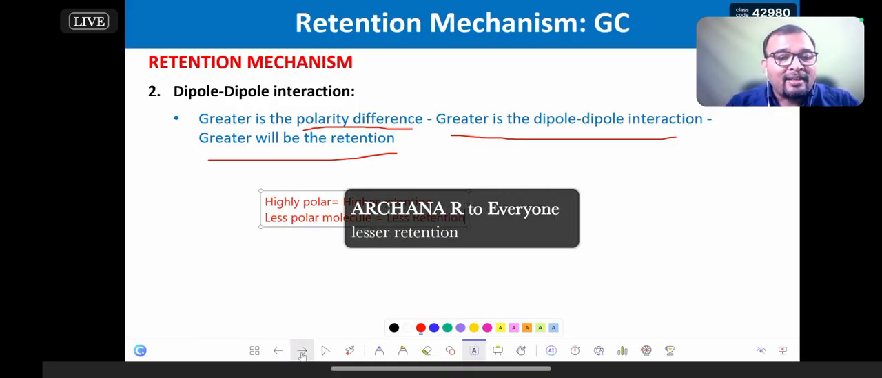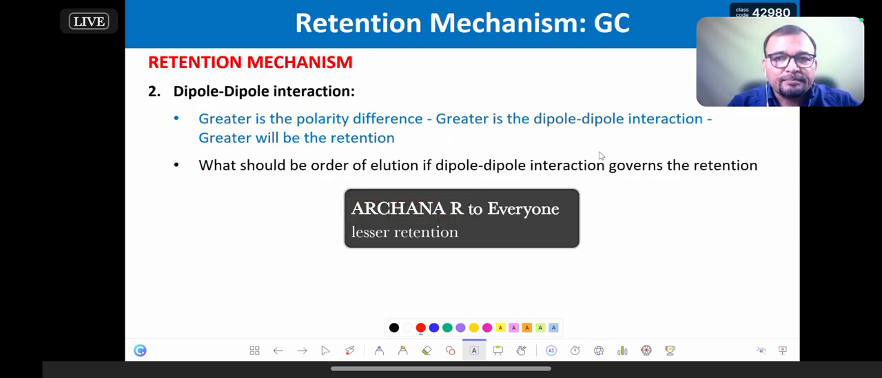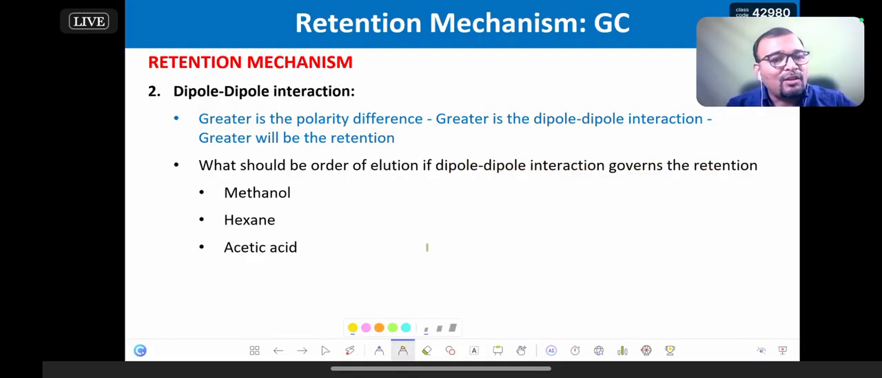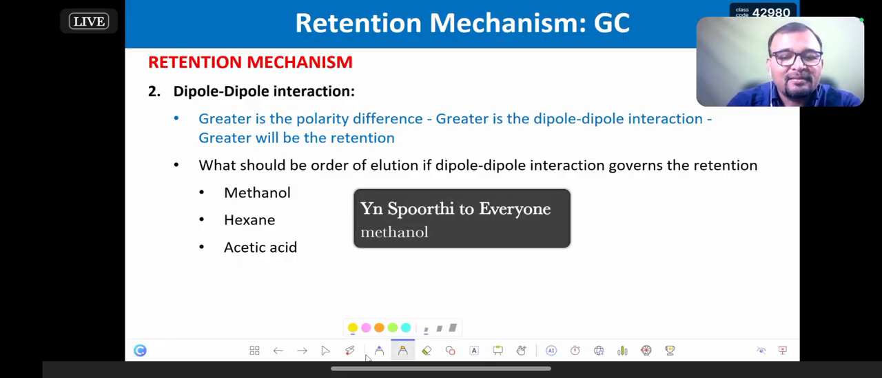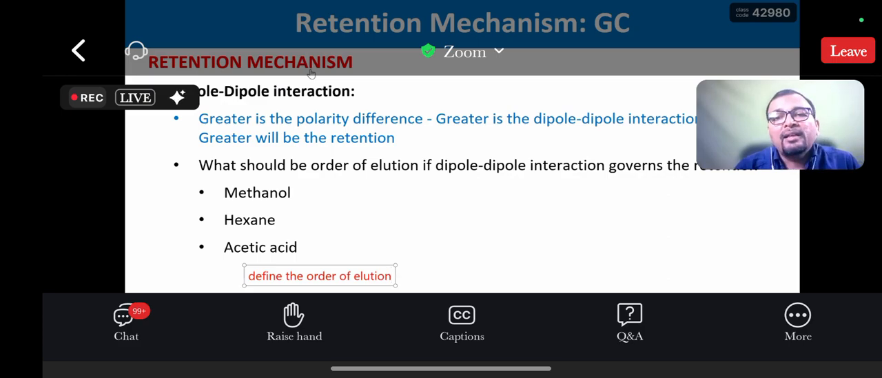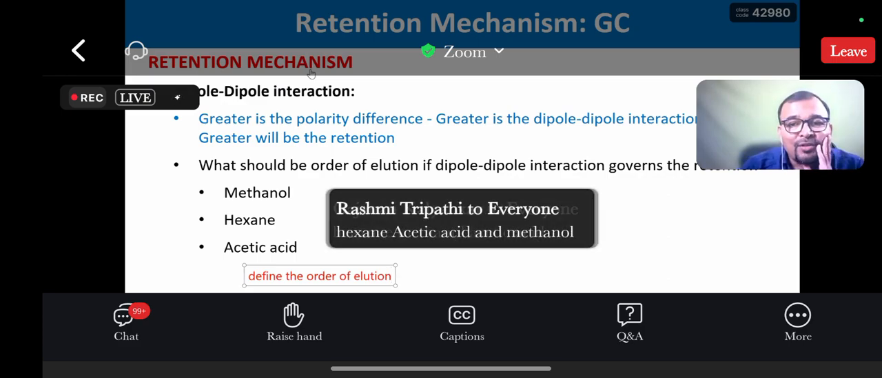Now, with this understanding, let us take one practical example. And here is the example on your screen. What should be the order of elution if dipole-dipole interaction governs the retention? And these are the three compounds: methanol, hexane, and acetic acid. So will you be able to define the order of elution? Please define the order of elution. Take a moment, think about the polarity, and then you can define the order of elution.